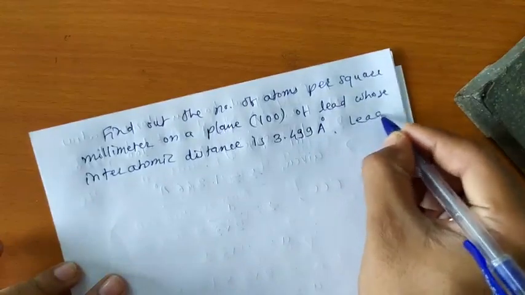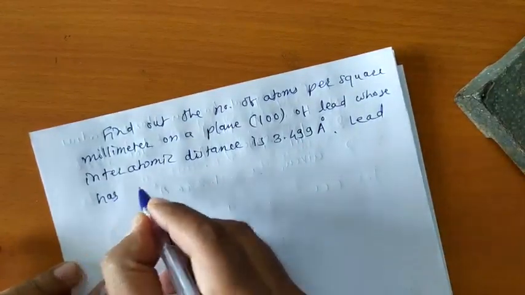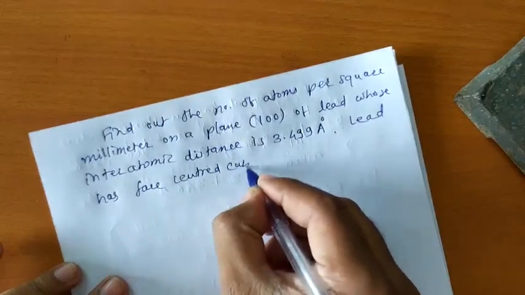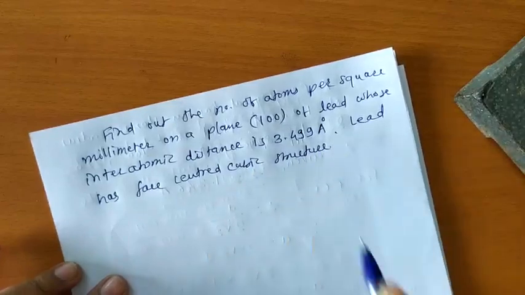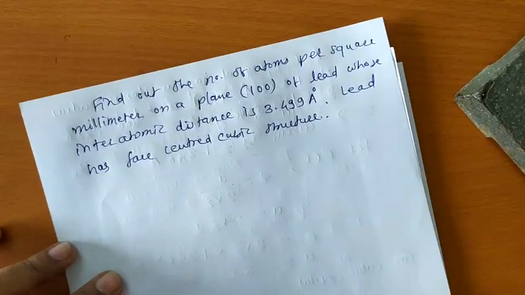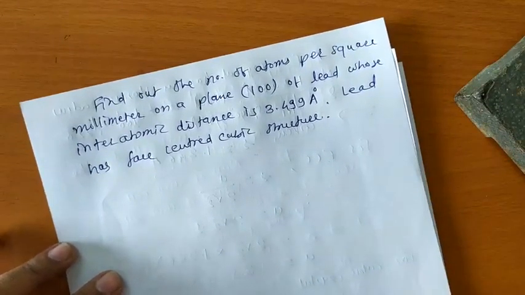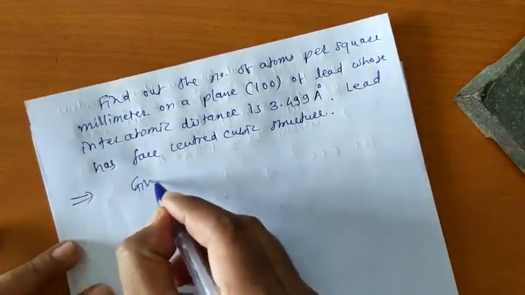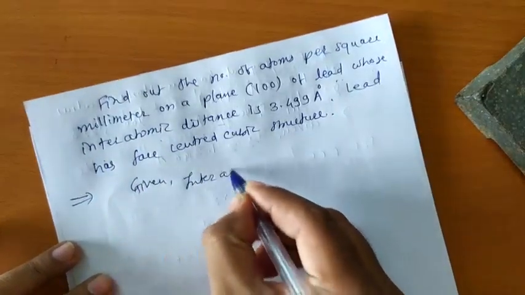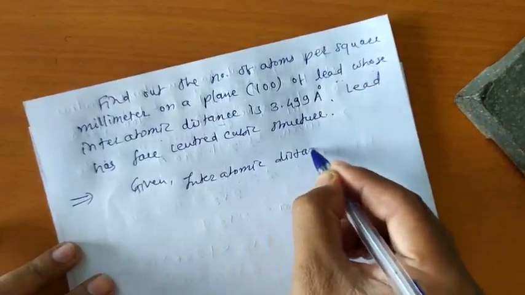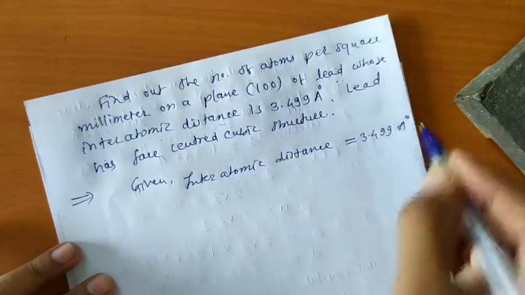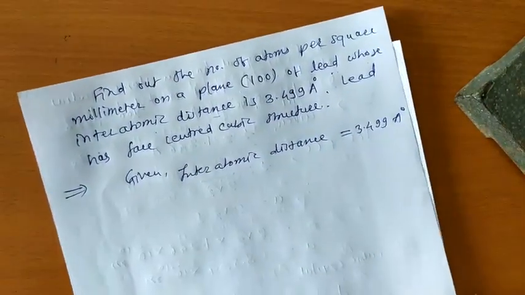Also you are given that lead has face centered cubic structure, FCC structure, that is face center cubic structure. आपल्या लीडचं क्युबिक स्ट्रक्चर पण दिलं, इट शोज द FCC स्ट्रक्चर. ओके, आता याच्यामध्ये तुम्हाला गिवन दिलेलं आहे इंटर ॲटॉमिक डिस्टन्स, that is equal to 3.499 Armstrong unit.